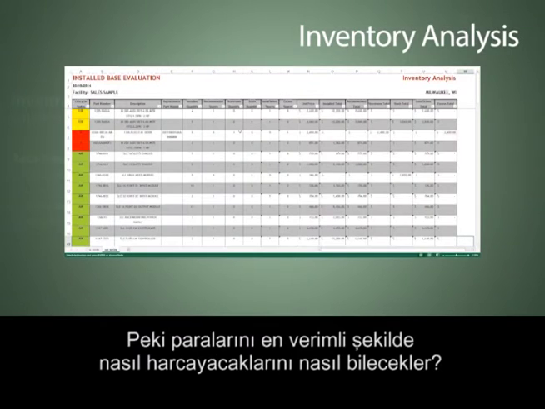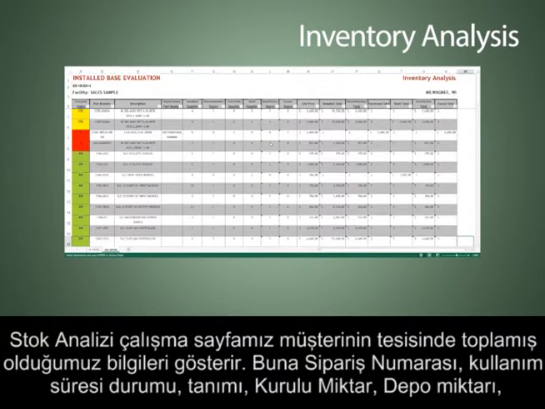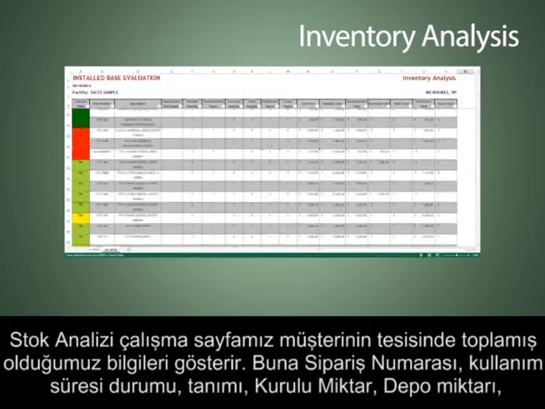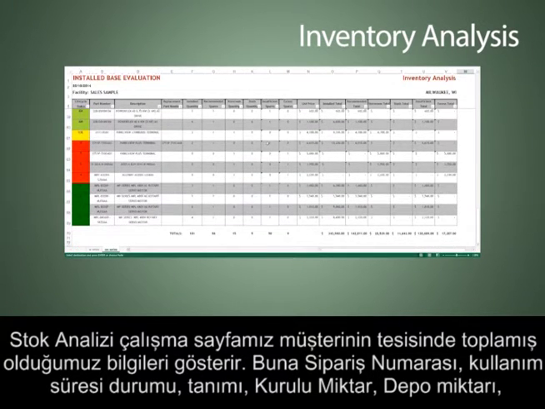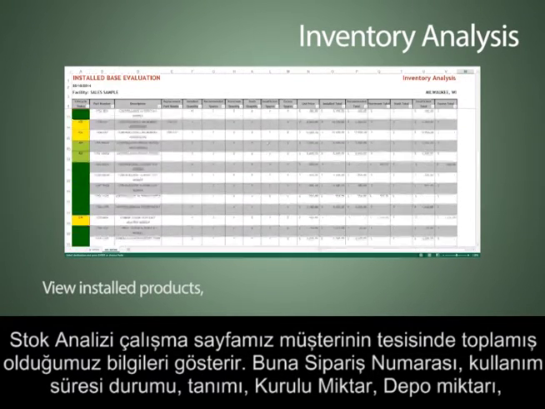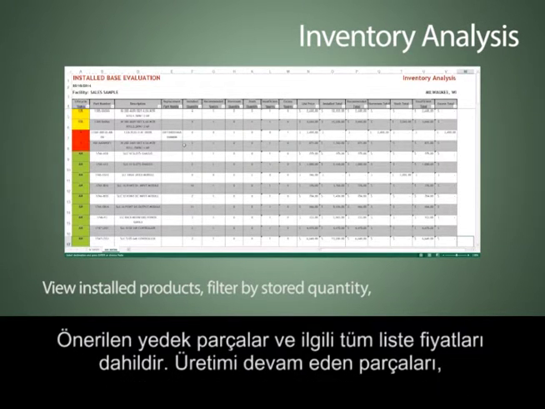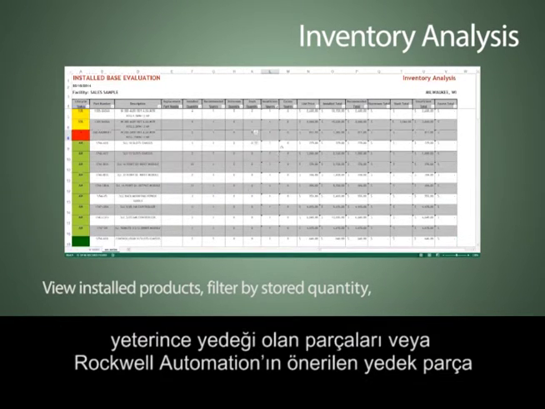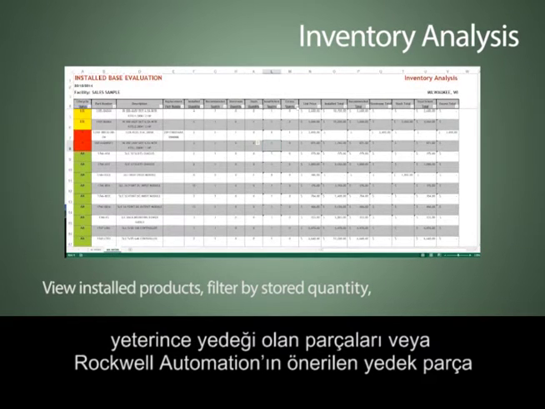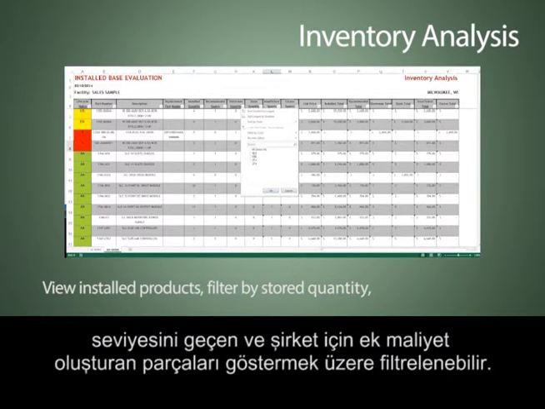So how do they know how to most effectively invest their money? Our inventory analysis spreadsheet shows the information we collected in this customer's facility. This includes part number, life cycle status, description, installed quantity, storeroom quantity, recommended spares, and all relevant list pricing. It can be filtered to show parts running in production, parts without enough spares, or parts that exceed Rockwell Automation's recommended level of spares and may be an unnecessary additional carrying cost to the company.